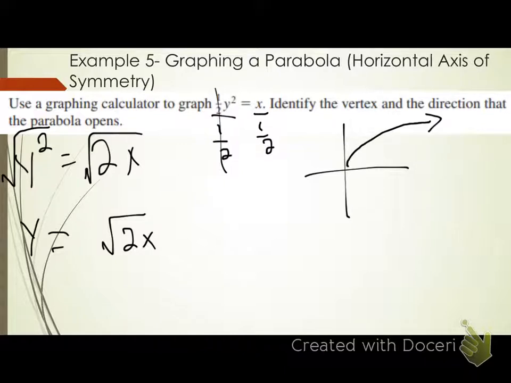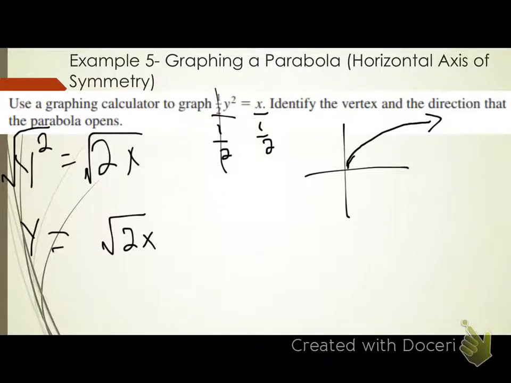Everyone should be getting a graph that looks like that. Everyone getting that? Anyone not getting that? If it looks like a straight line, you might need to change your window. So if you need to change your window, click Menu, go to Window/Zoom, and then do Zoom Standard. Is everyone okay?